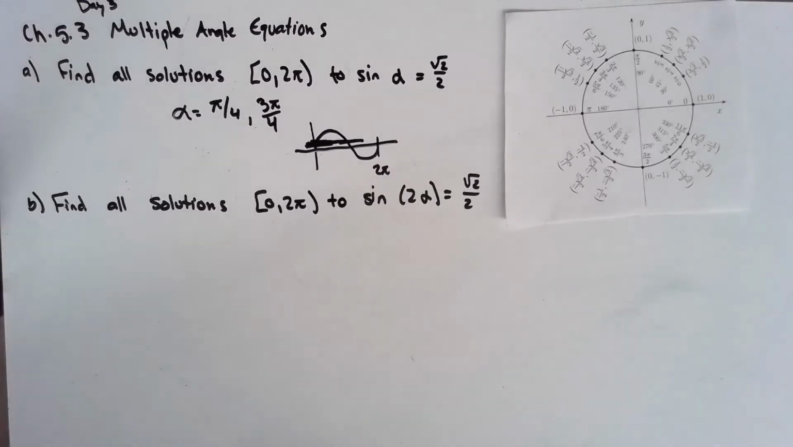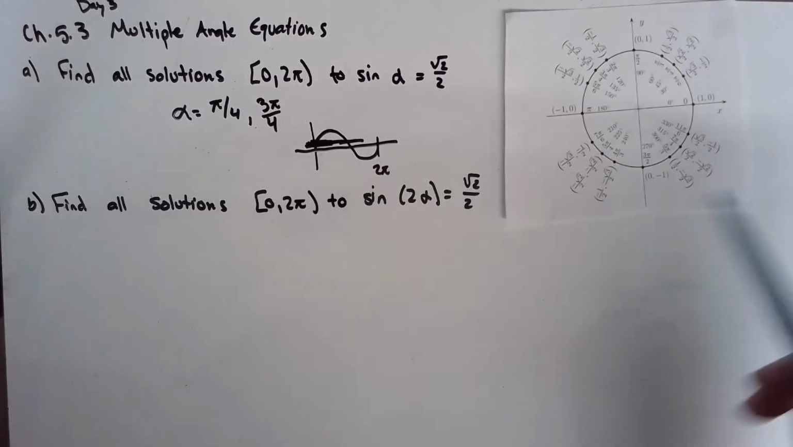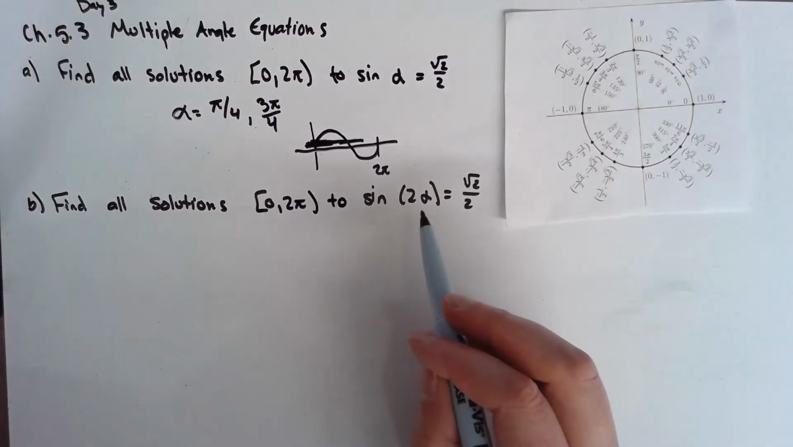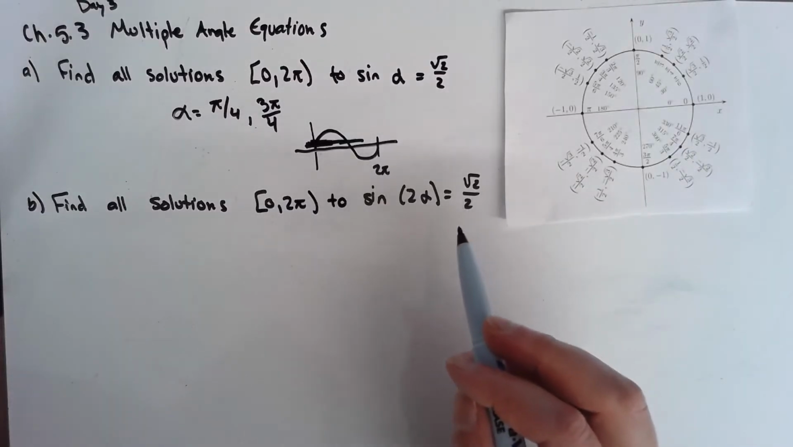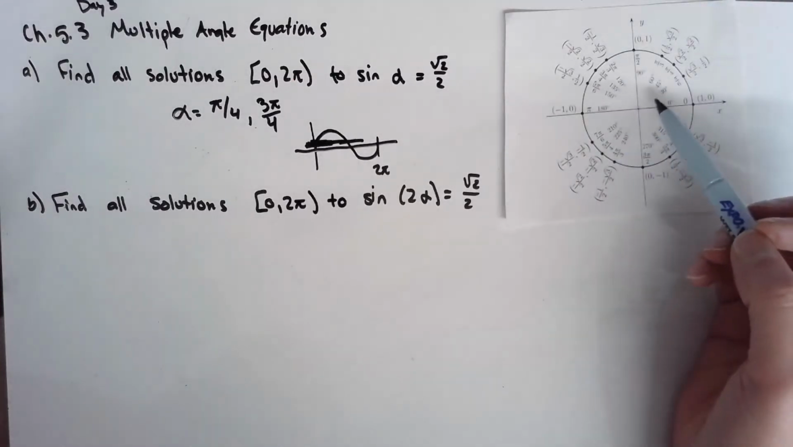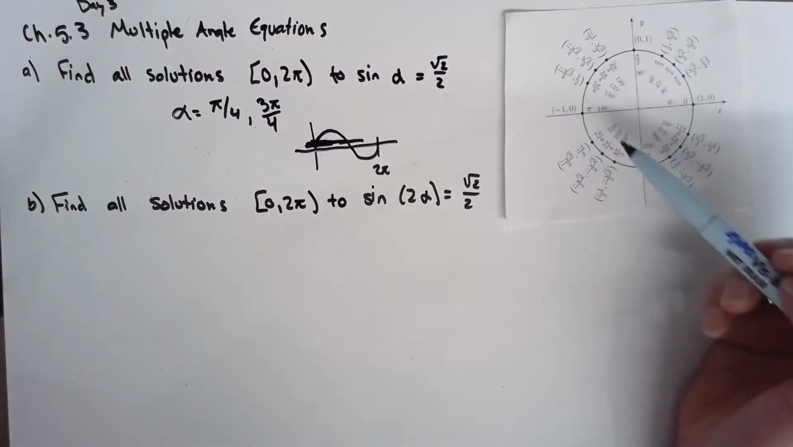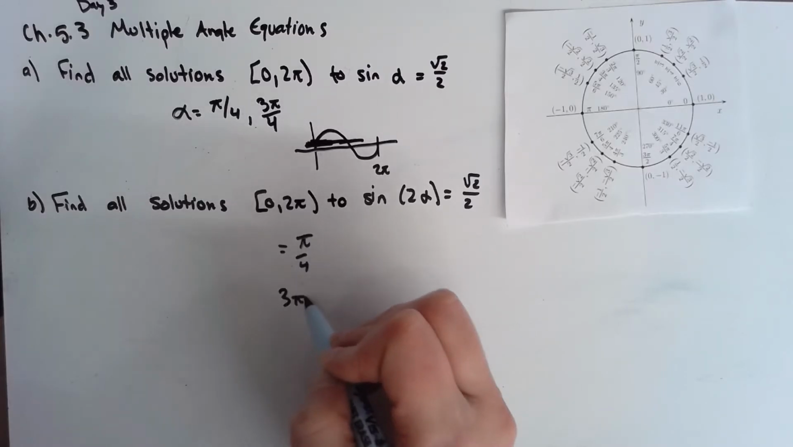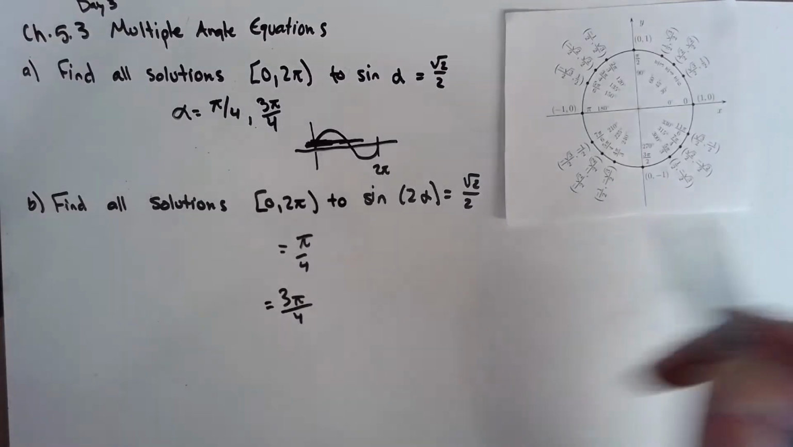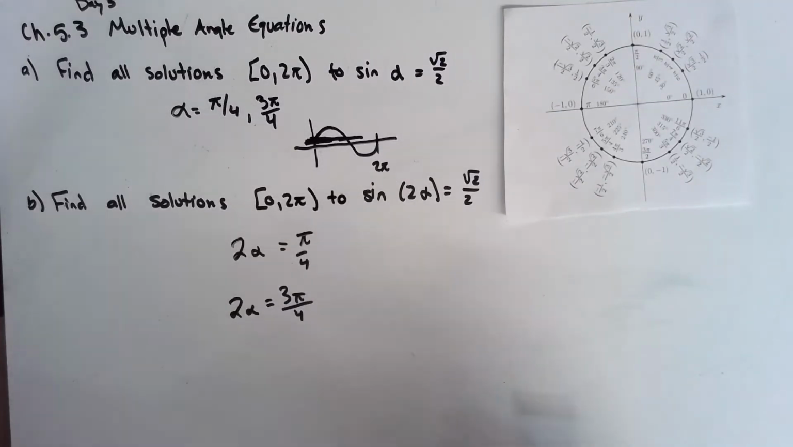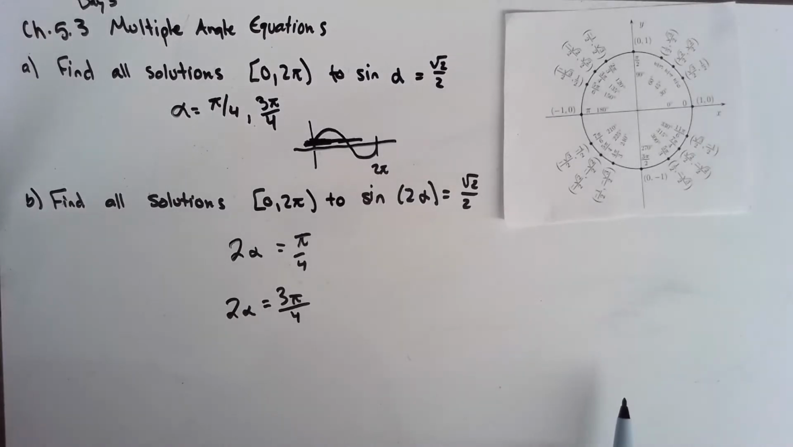Okay, so then let's look at something with a multiple angle. On B, same situation, between 0 and 2 pi, so we're going to use a unit circle, but this time it's sine of 2 alpha equals square root 2 over 2. So what we do is we treat it the same. We look at our unit circle and we find where sine is square root 2 over 2. So we found that it was pi fourths and 3 pi fourths. Okay, but we have 2 alpha equals pi fourths and 3 pi fourths.